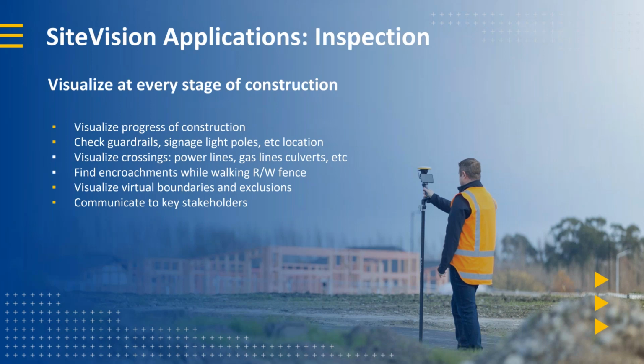Visualize the crossings if you're going to run across a power line that's going overhead that you hadn't collected in the original design. Find encroachments while you're walking the right-of-way fence. Someone might have built a shed there, or someone puts something in the easement that doesn't belong there. Catch those things ahead of time.